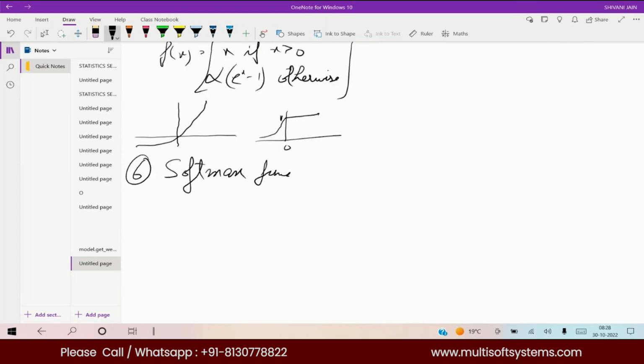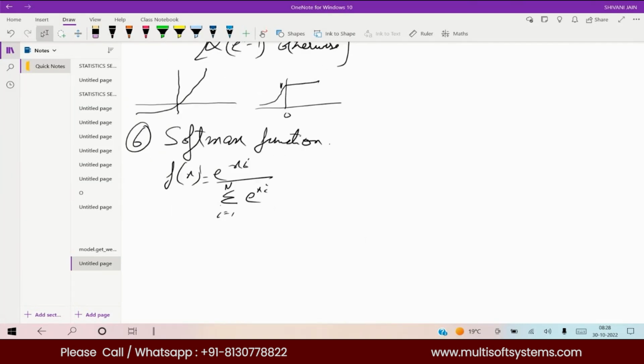Softmax is again an important function. The equation is something like this: f of x equals e raised to the power xi divided by the summation of i equals 1 to n of e raised to the power xi. So what does this mean? Let's suppose you have a neuron with input values 2, 4, 6, 1. It will give importance based on the magnitude. The greater the magnitude, the greater the value.